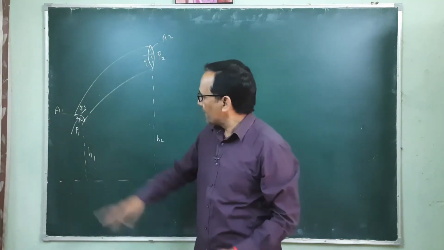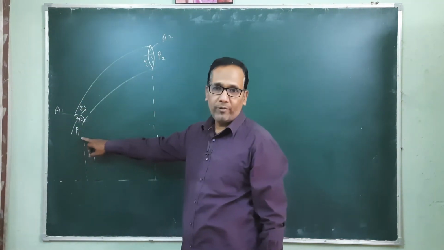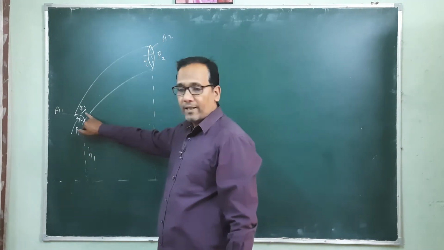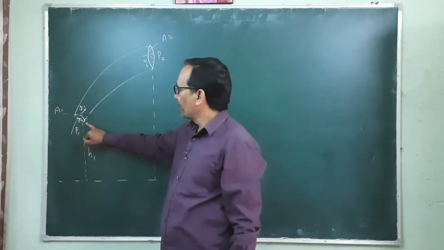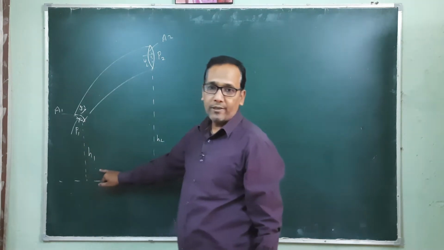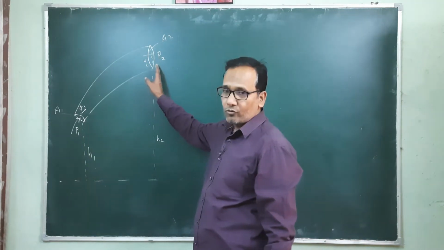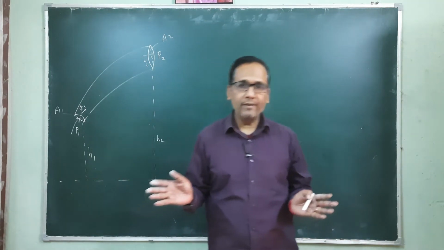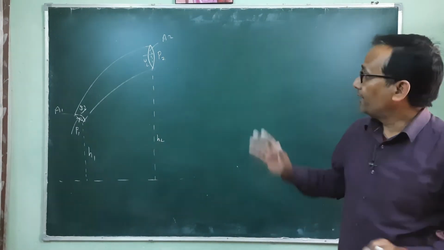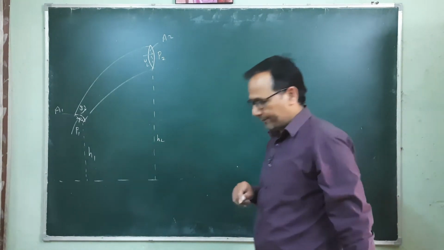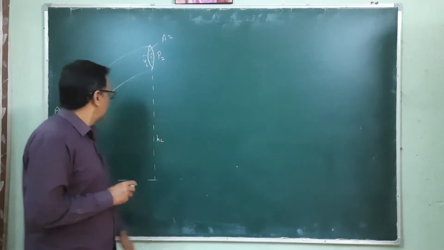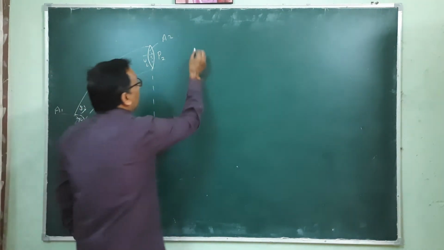Since there is pressure, obviously we will have the pressure energy per unit volume here. The kinetic energy term will be there, and at the height, potential energy per unit volume will be there. So we will calculate the change in pressure energy, change in kinetic energy, and change in potential energy, and just compare.